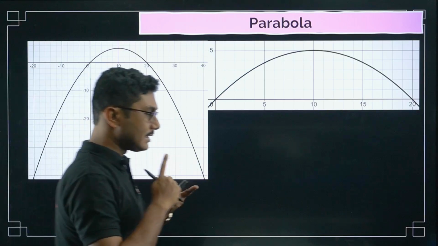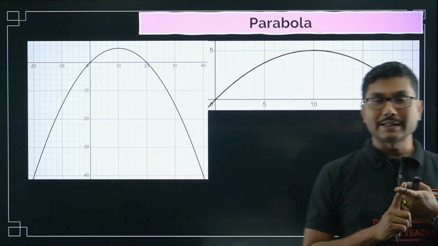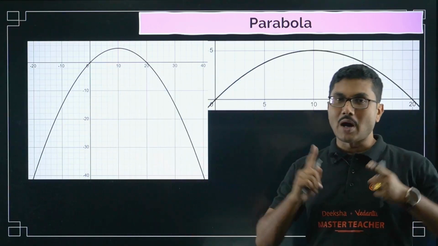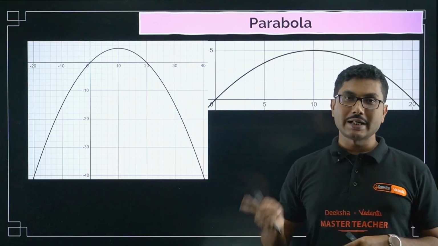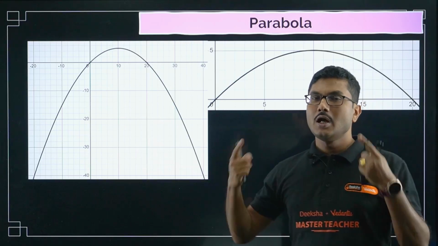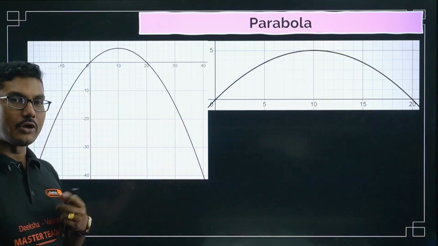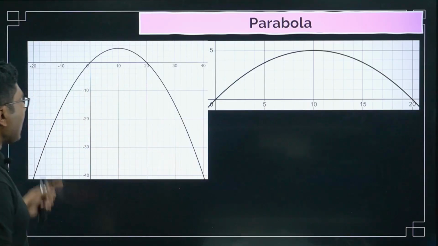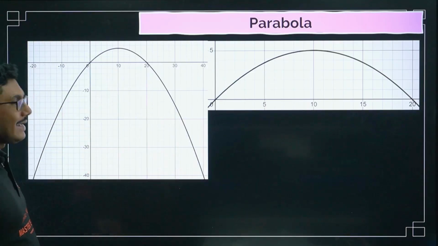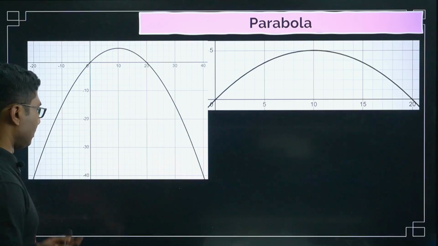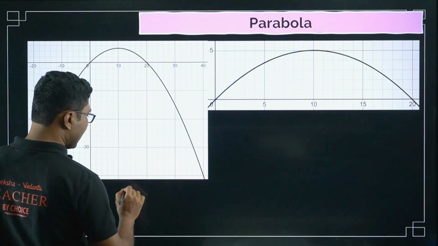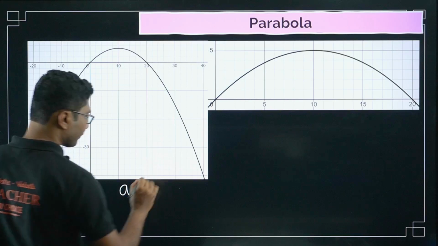So if you remember, in a straight line it was both the x and y coordinates having power 1. In the case of a circle and ellipse, both having power 2, and it was a plus sign. In between x and y there was always a plus sign. Okay, and in the case of parabola, one of them is square.